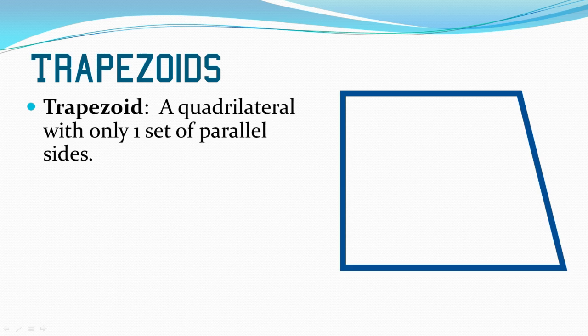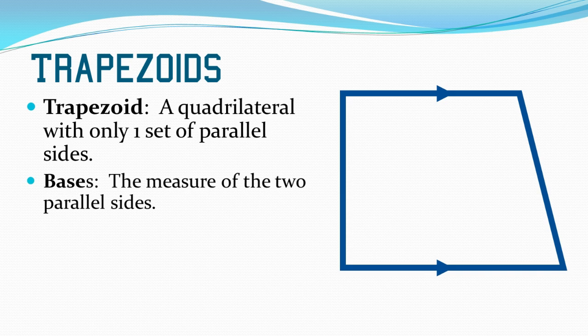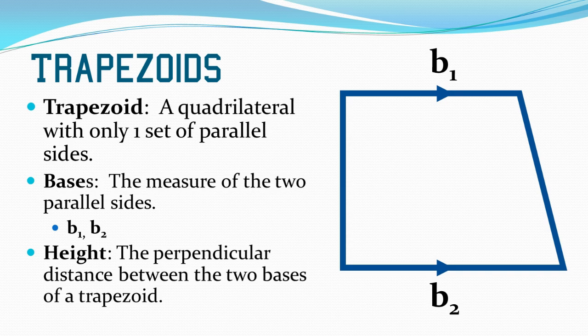We know that this shape to the right is a quadrilateral. We know it has 1 set of parallel lines because it's marked like that. The bases refer to the 2 parallel sides. We often label them as base 1 and base 2. The height, just like the altitude or height of a triangle or a rectangle, square, etc., is the perpendicular distance between the 2 bases of the trapezoid.